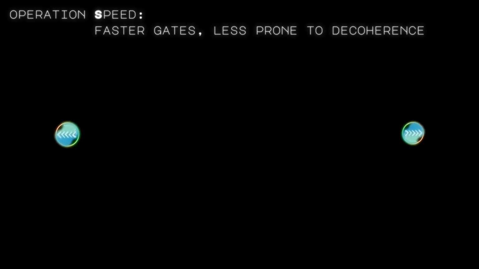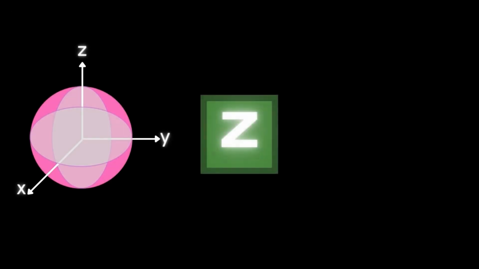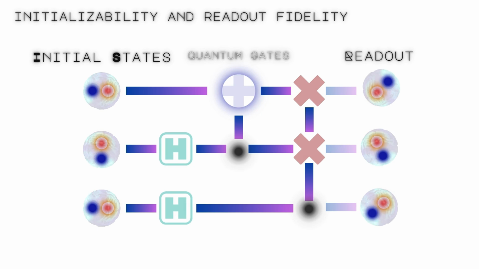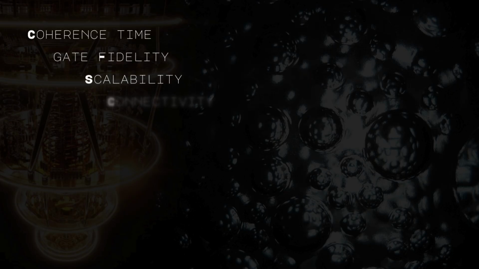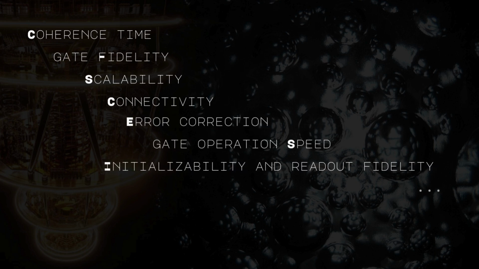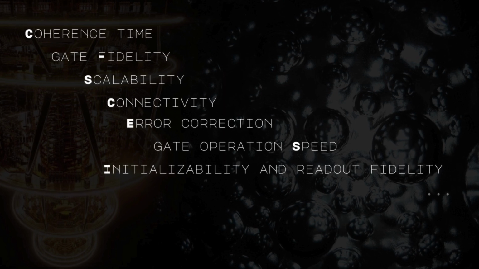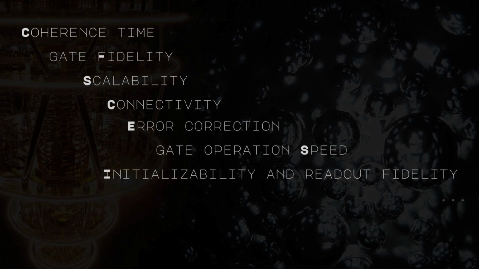The speed of operation is another aspect of a quantum circuit, since faster gates reduce errors from decoherence. Lastly, maintaining initializability and readout fidelity is an imperative metric as well. Qubits must start in a known state and provide accurate measurements. These factors collectively determine whether a quantum computer can implement the complex algorithms needed to solve real-world problems. The journey is ongoing, but each step helps researchers to understand the nature of qubit implementation and discover the transformative potential of quantum computing.